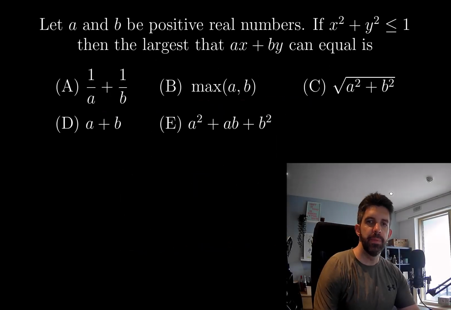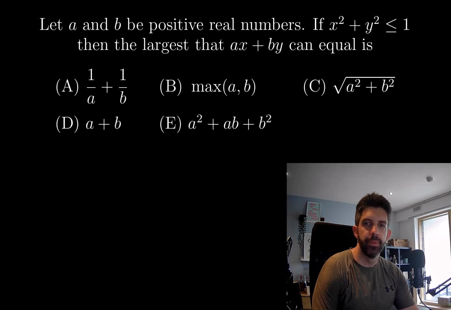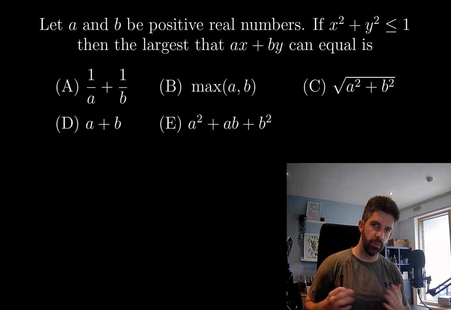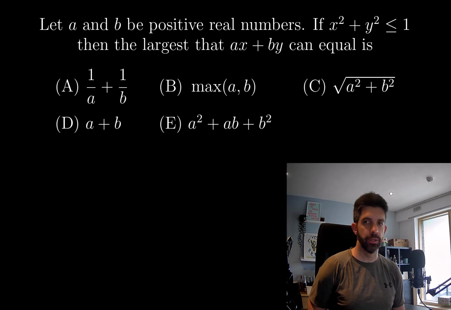Let a and b be positive real numbers. If x squared plus y squared is less than or equal to 1, then the largest that ax plus by can equal is one of these values. Okay.